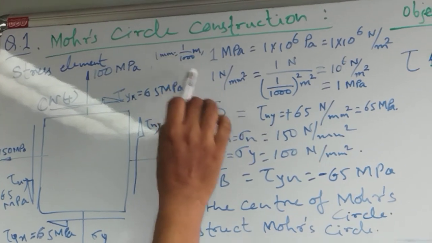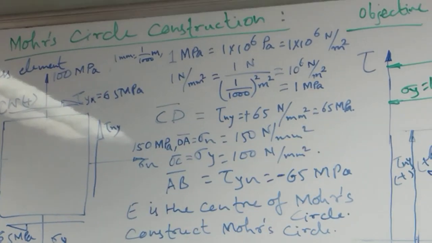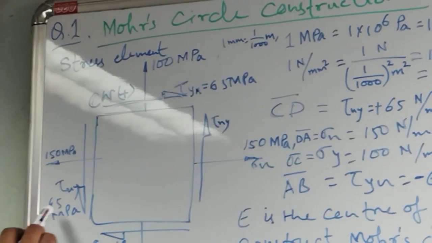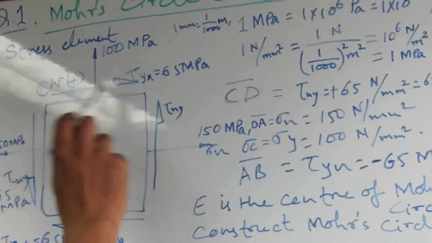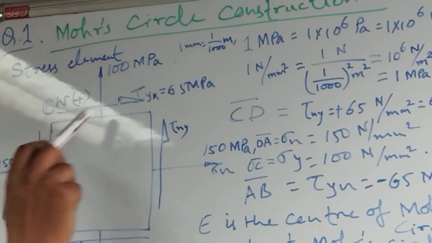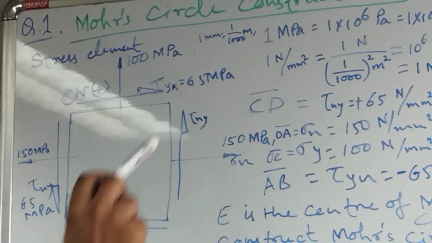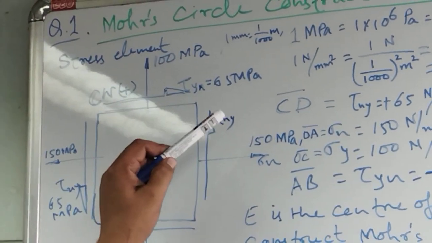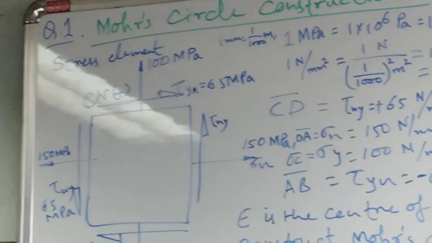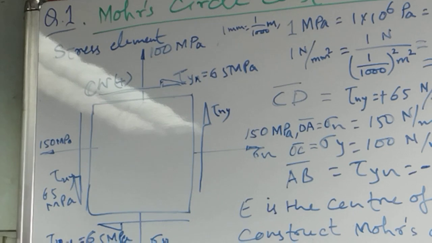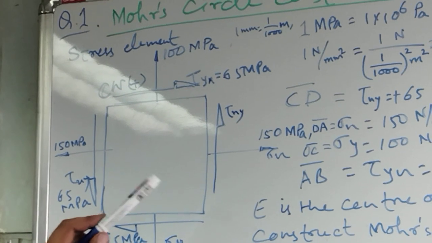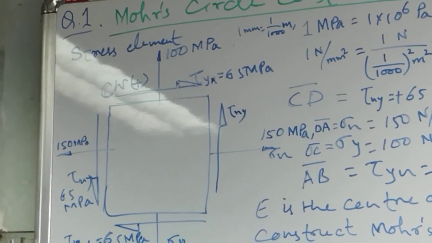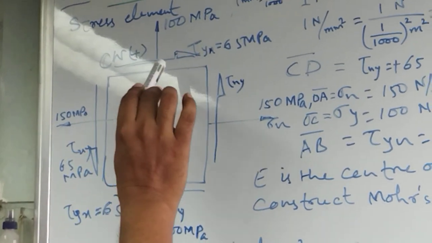As per conversion, 1 Newton per millimeter square is equal to 1 megapascal. Now the tau xy, which is the shear stress applicable over the area, will act to rotate the object in the clockwise direction. In our full calculation, we take the clockwise direction as positive and anti-clockwise direction as negative. Therefore, we first calculate the principal stresses.